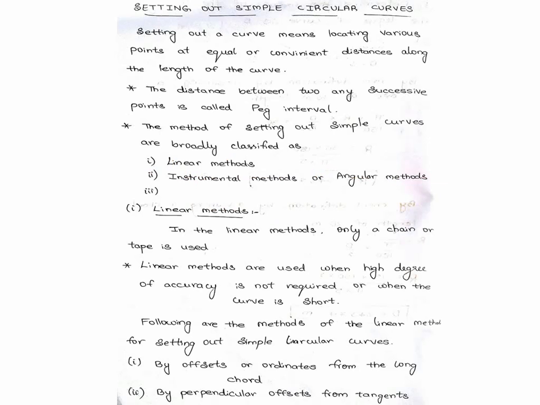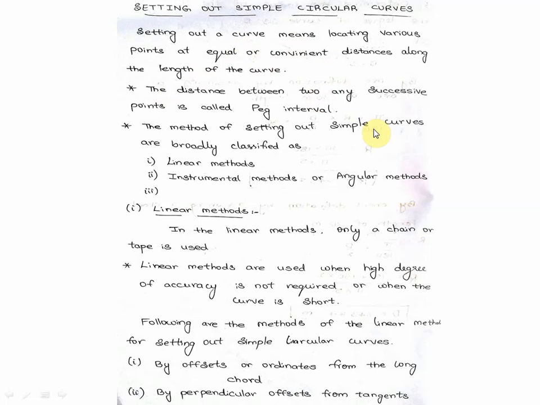Setting out of a curve means locating the various points at equal or convenient distances along the length of the curve. So to set out any curve or arc, we have to locate the various points on that curve at equal or convenient distances along the length of the curve. That is what setting out the curve is.